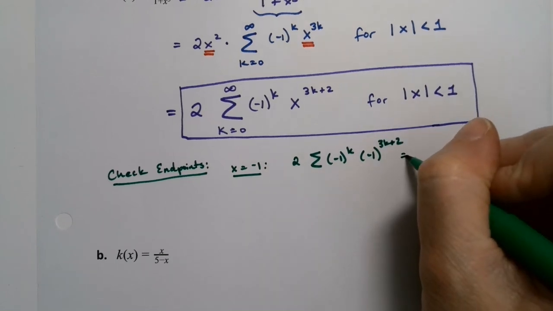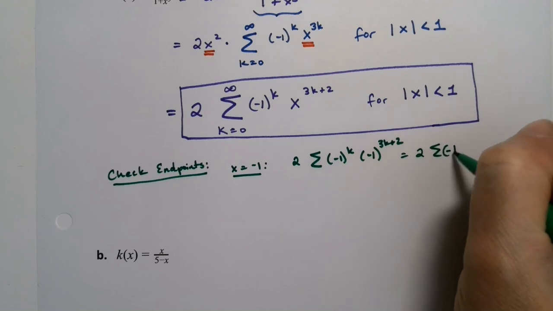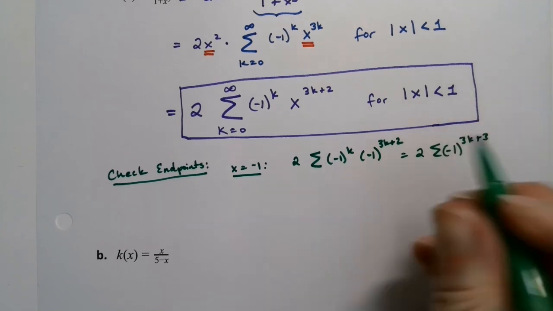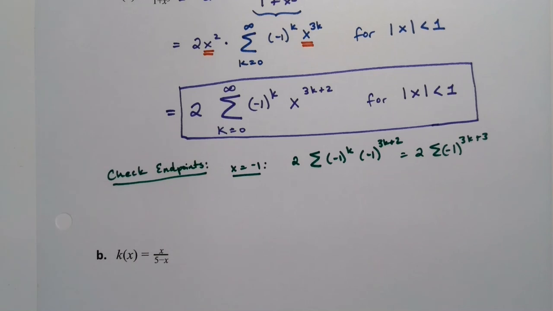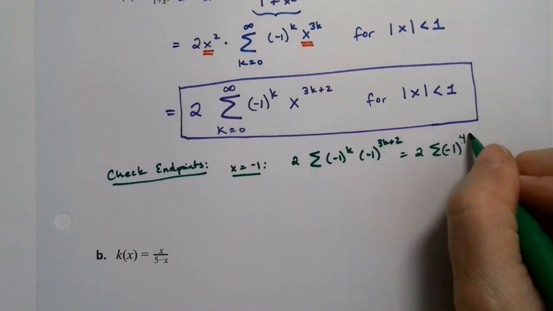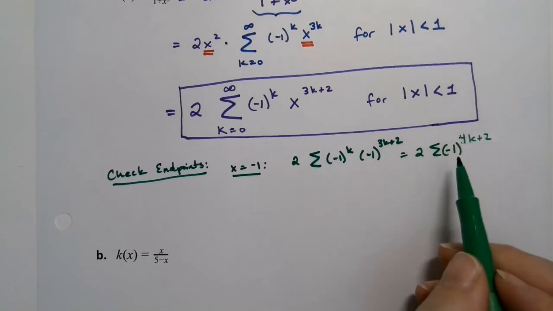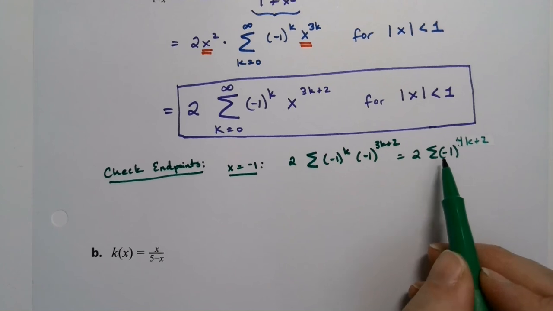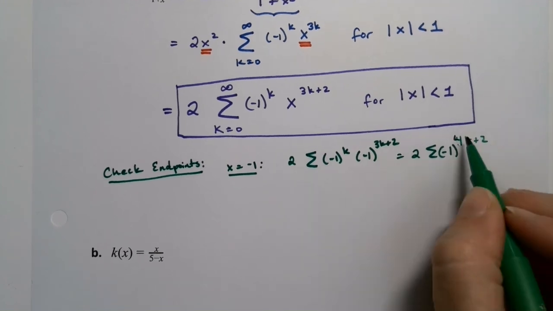So that would be 2 times negative 1 to the 3k plus 3. No, it's not. It's 4k plus 2. What am I doing? k plus k, you're adding the powers. Sorry. 4k plus 2. There we go. Well, that diverges, right? It's not going to pass the divergence test again.